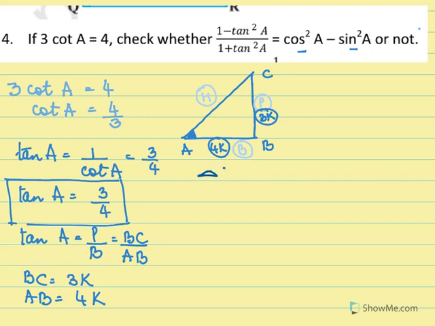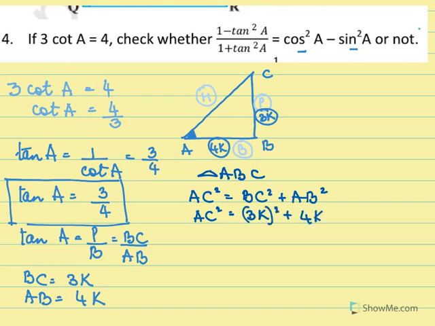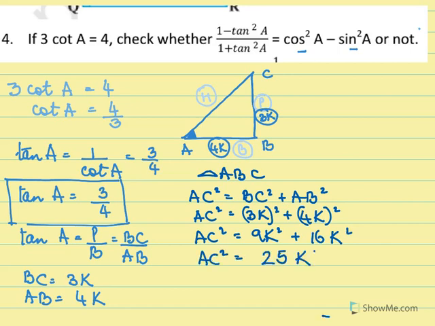If we use Pythagoras theorem in ABC, the hypotenuse AC, so AC square equal to BC square plus AB square. So we don't know AC square. BC is 3K the whole square plus 4K the whole square. So AC square is 9K square plus 16K square, and AC square is 25K square. AC is 5K. So here we put 5K.